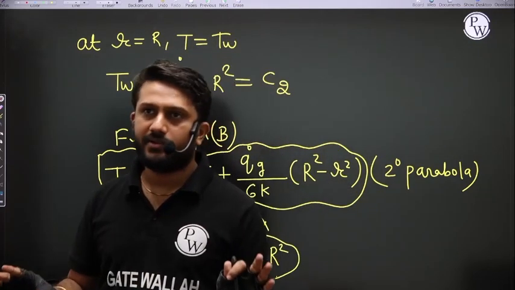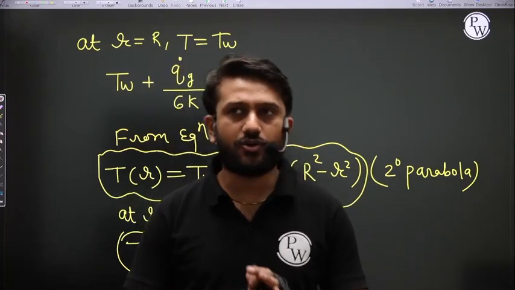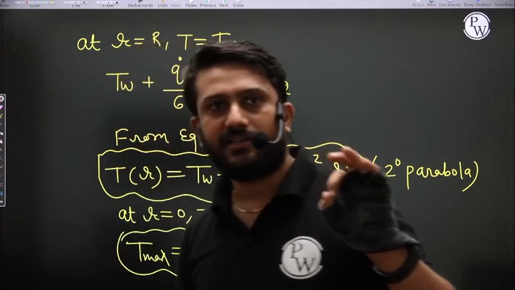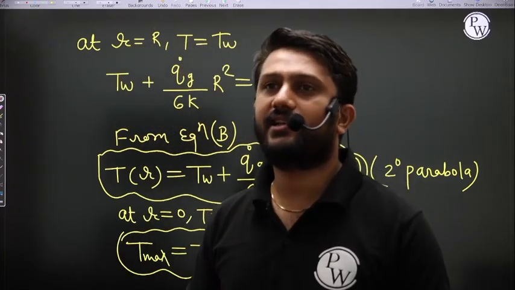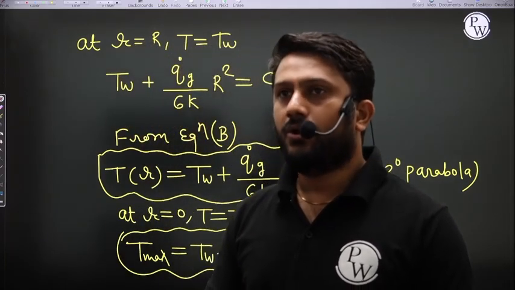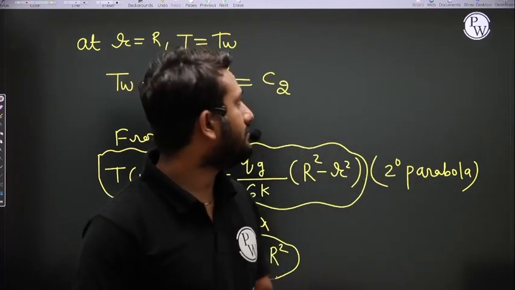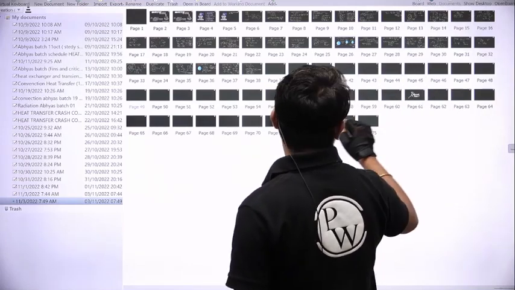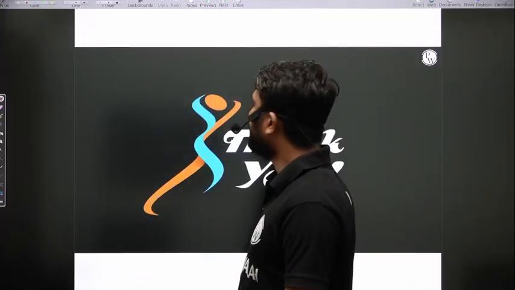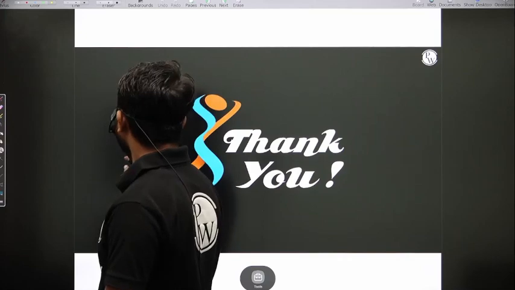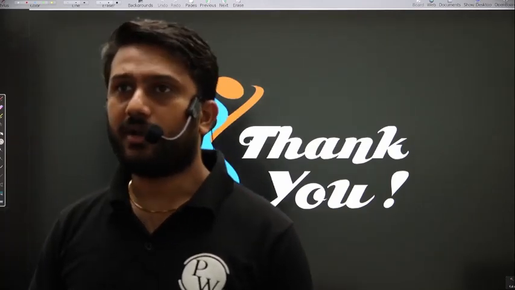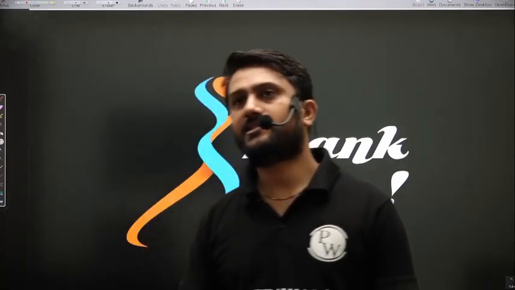Okay, so I hope this is clear to everyone. So this is all about the steady state conduction heat transfer in the spherical coordinate system and in the cylindrical coordinate system. Okay, is it okay? Tell me guys, is it okay? Okay, so this is all about the cylindrical coordinate system and the spherical coordinate system.